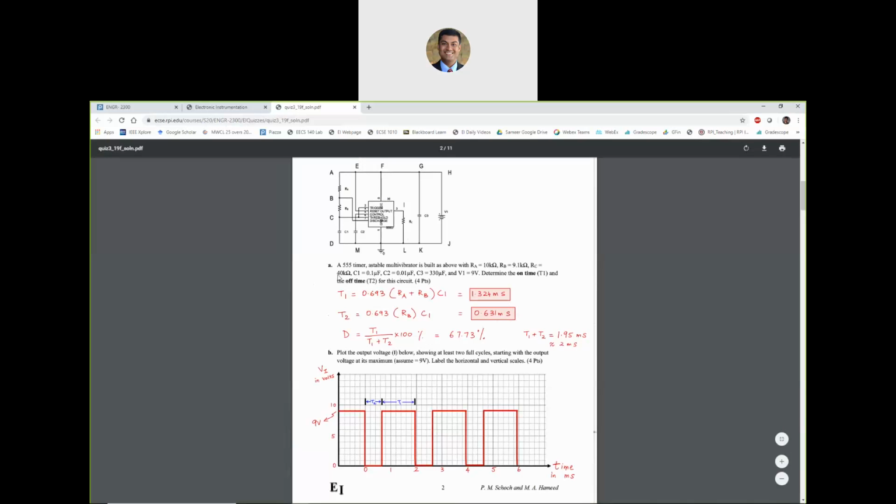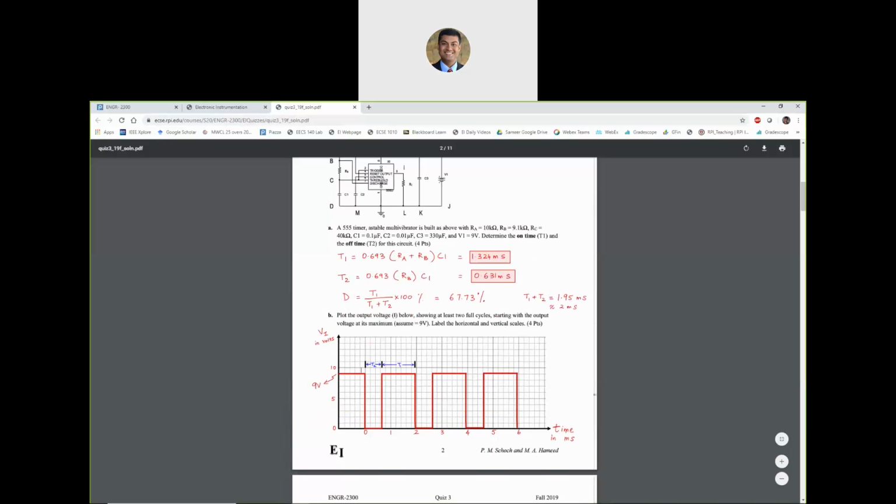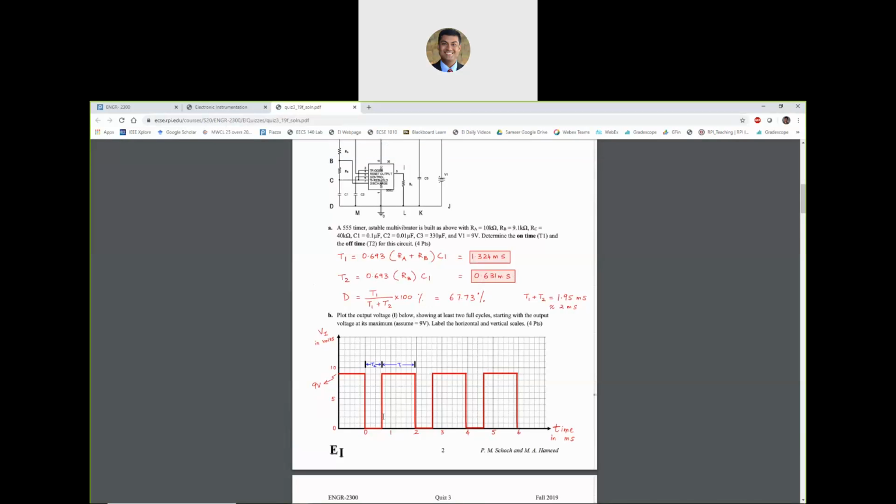So for example, question A is asking you to find the on time and the off time and duty cycle. Given the values of the resistors and capacitors in the circuit, essentially we are going to be concerned with RA, RB, and C1 here. Because we are given those values, we can apply the formulas and find the results over here. So that's straightforward. Then we are asked to sketch the output waveform on a time axis. If you know the numbers that you calculated in part A, you can apply that to part B and sketch that out. Again, pretty straightforward.